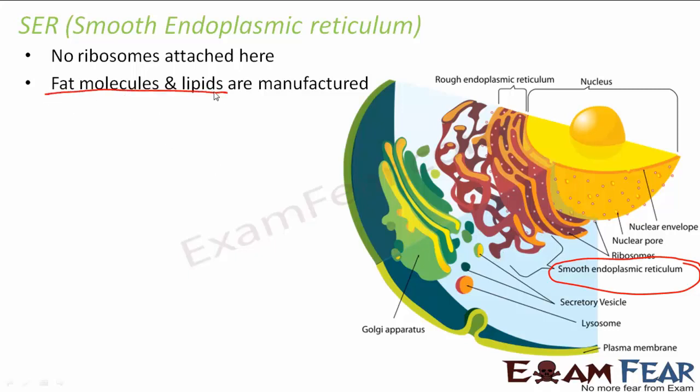Now fat molecules and lipids, can you guess how will they help the cell? When we were talking about plasma membrane, I told you that the plasma membrane is made up of fats and lipids and proteins, right? So that means the lipids which are produced here can also help in the making of plasma membrane, right?